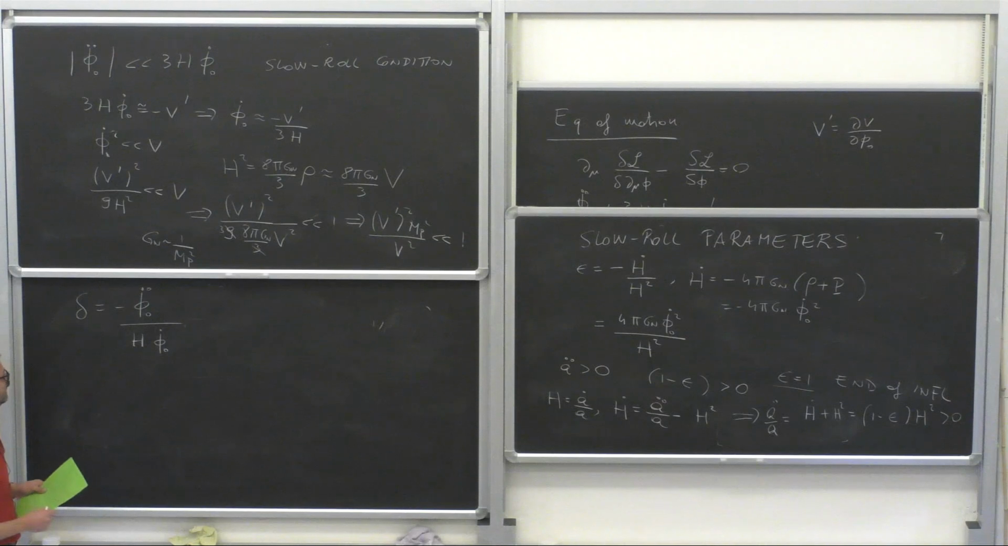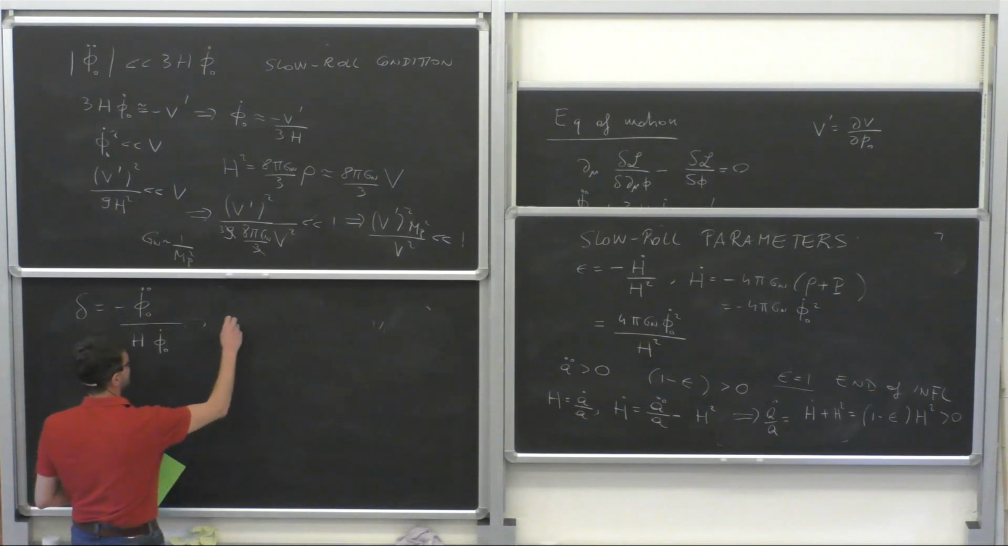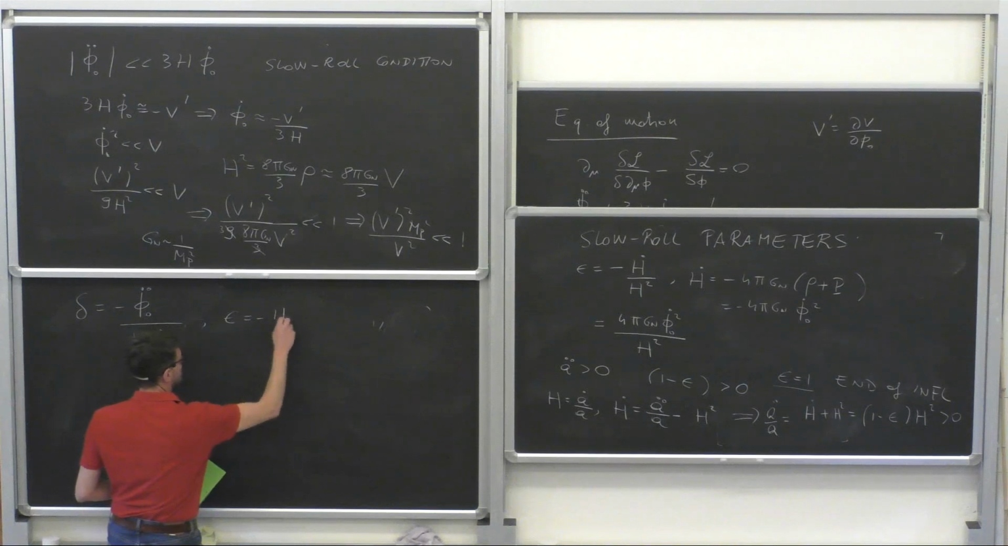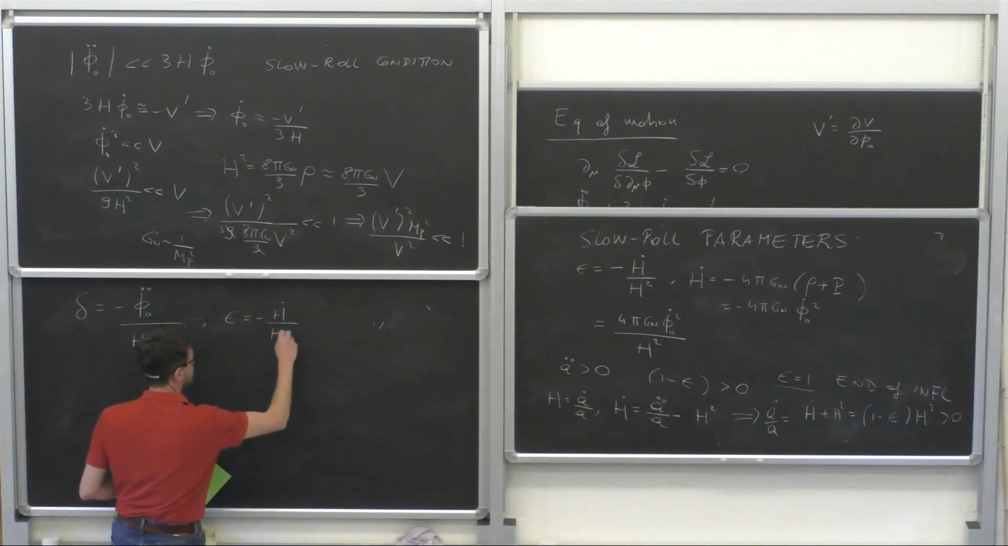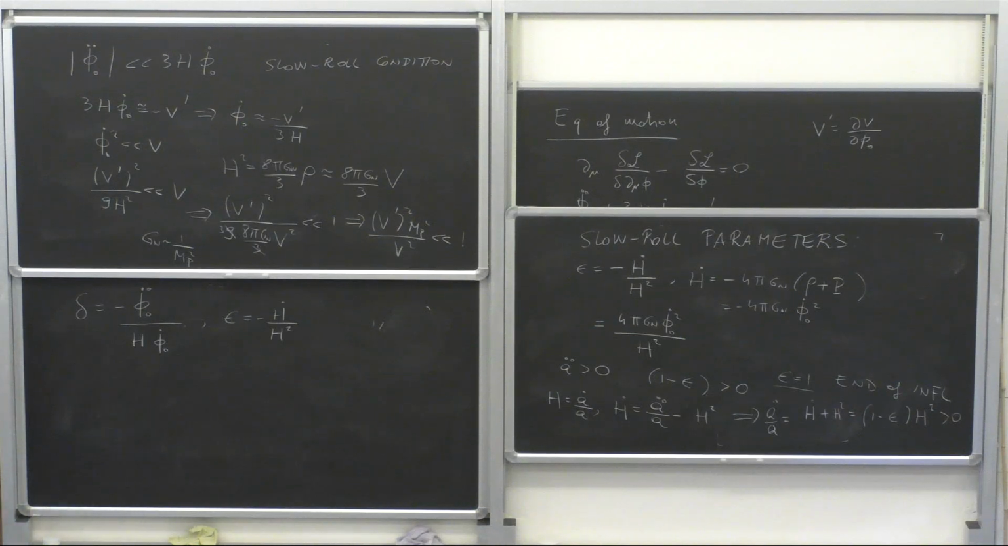Okay? Now, those are the definitions. So this one is delta, epsilon is minus h dot over h squared. So those are the two definitions that I'm going to use from now on. Those parameters as a function of time, during inflation they are both much smaller than unity.